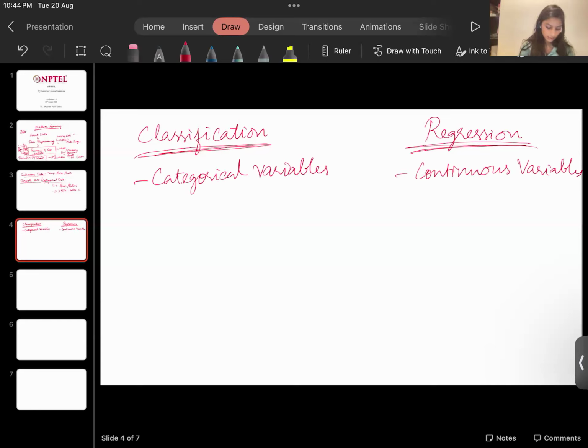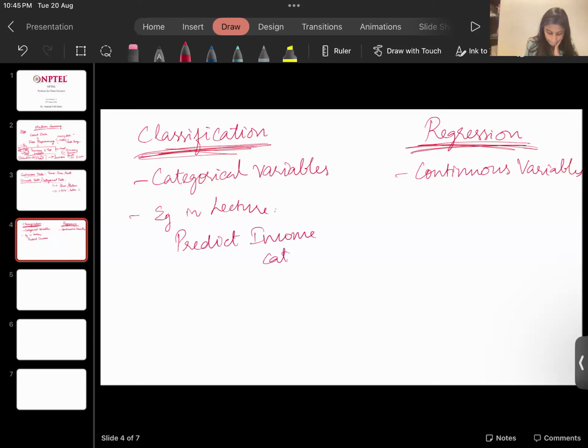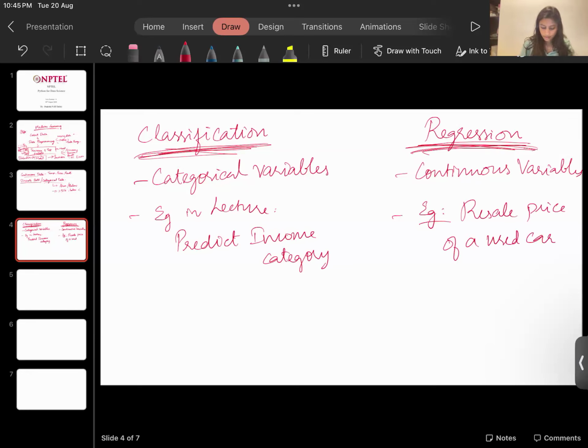So these were the two topics that were demonstrated, how to predict this. The examples given were predicting the income category in the lecture. Here, the example used was predicting the resale price of a used car.